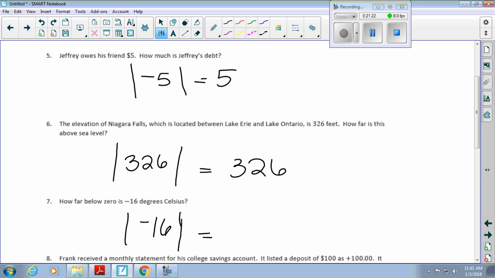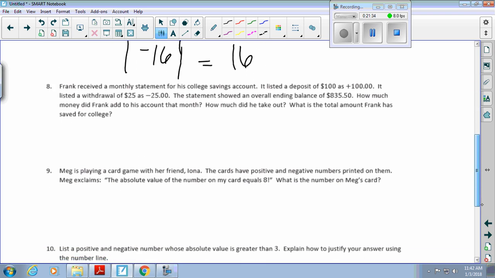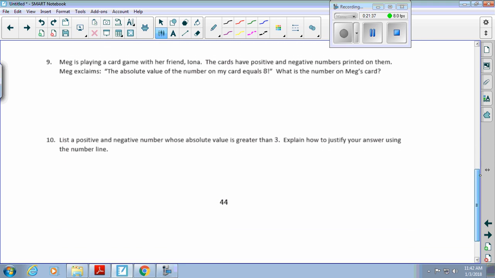I don't like the way that one looks. Brianna? 16. 16, very good. So again, these always come out positive. Scrolling down, I'm skipping that one just because I feel like it's regurgitating stuff.